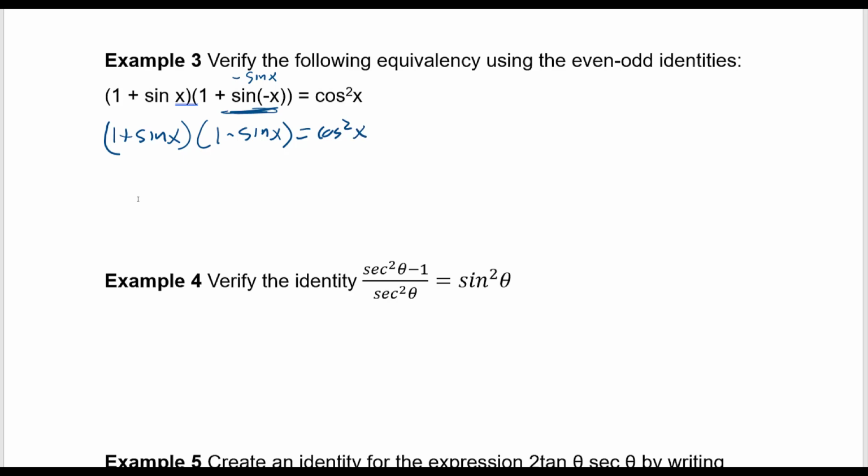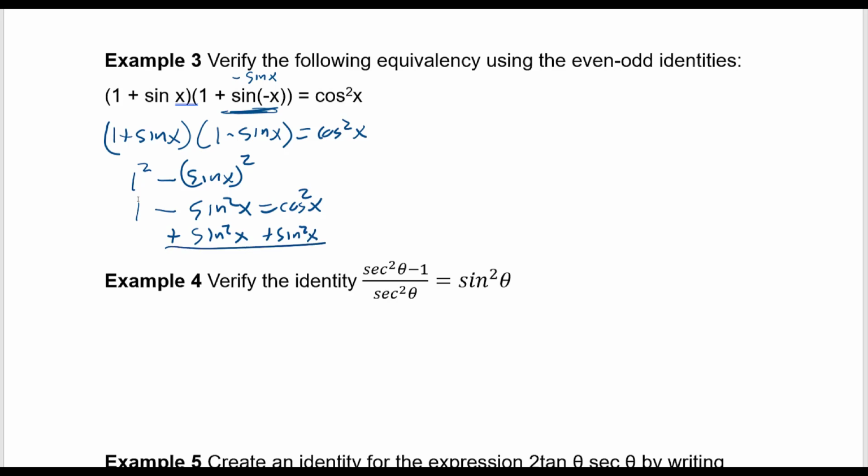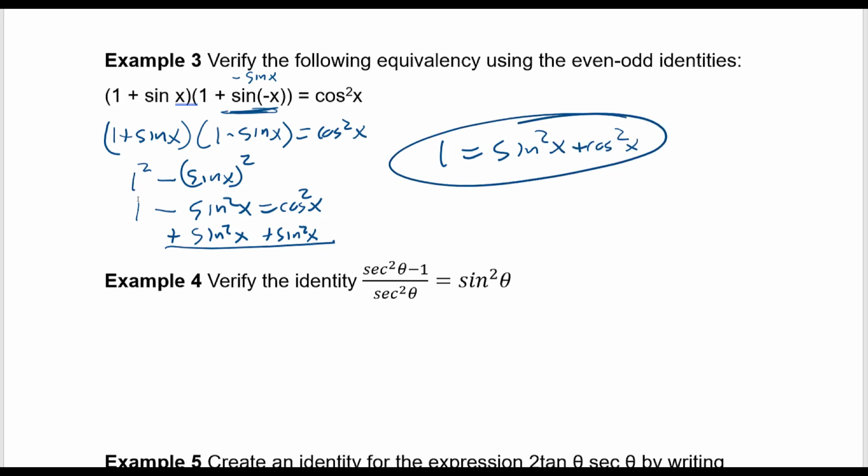If I multiply this out, 1 plus sine x times 1 minus sine x, that's like a plus b times a minus b. It's just going to be 1 squared minus sine x squared, or 1 minus sine squared x equals cosine squared x. I kind of want to stop there, but if you want to go a step further, if we add sine squared x to both sides, what we have is 1 equals sine squared x plus cosine squared x. That's it.